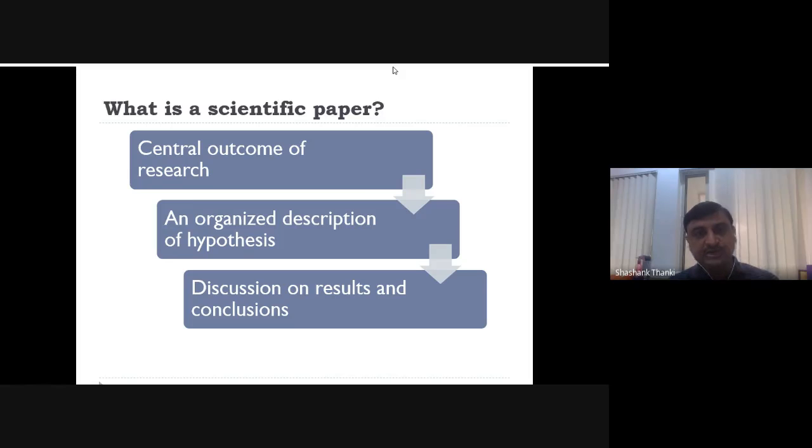So when I talk about a scientific research paper, it is the central outcome of your own research. By own research, I mean it should be the outcome of research conducted by you. It should have a complete description of the hypothesis which you are testing, and then you develop your results based on the analysis of your data or testing of your hypothesis.